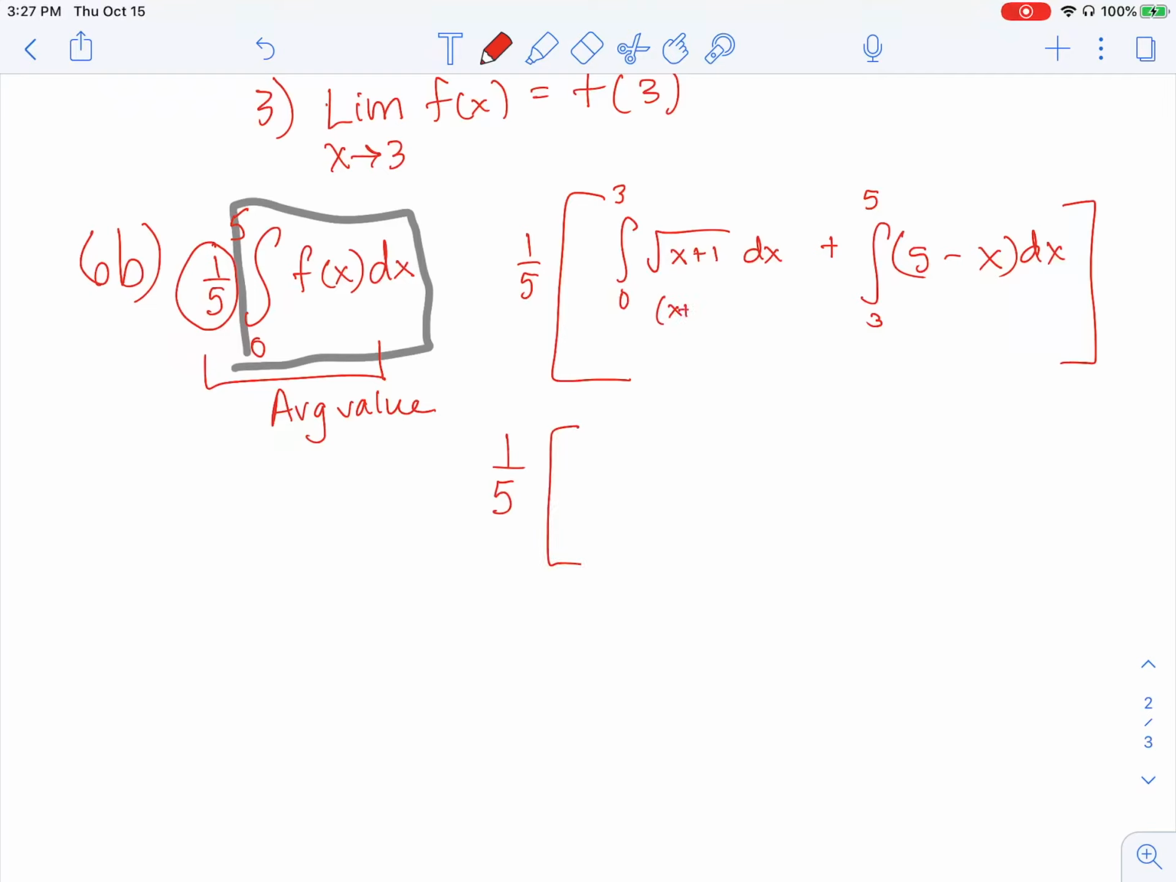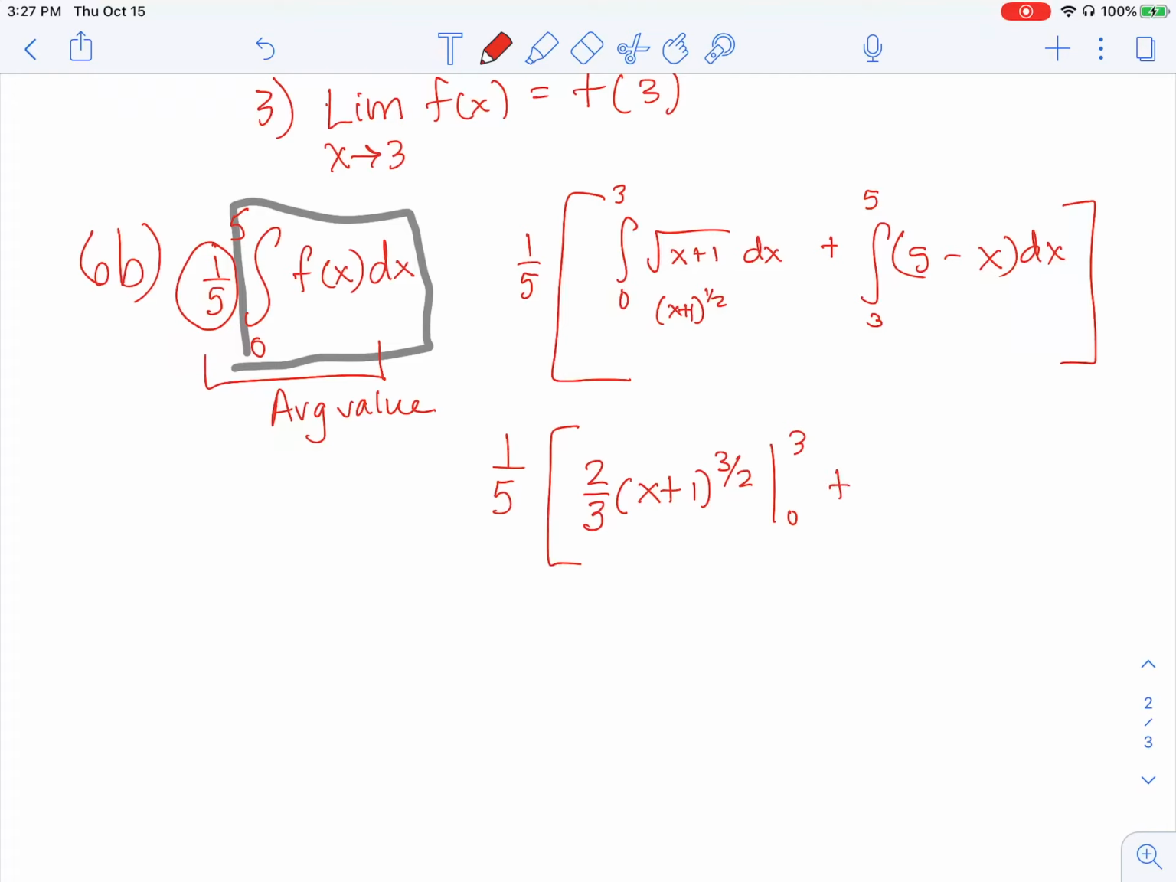So this is x plus 1 to the 1/2. I'm going to get the antiderivative. I'm going to add 1 to the exponent. If I add 1 to 1/2, I'm going to get 3/2. But I have to balance that out. So that's 2/3 times x plus 1 to the 3/2, evaluated from 0 to 3.